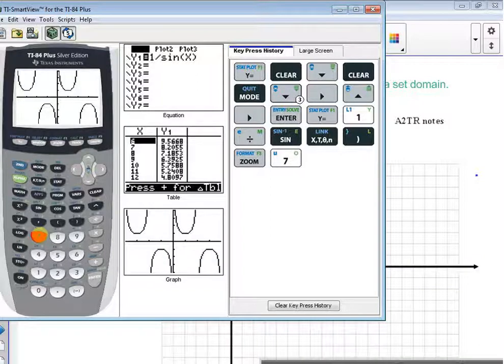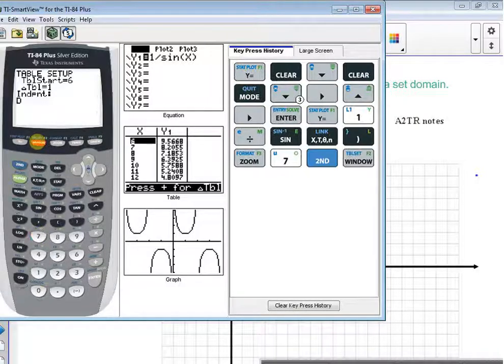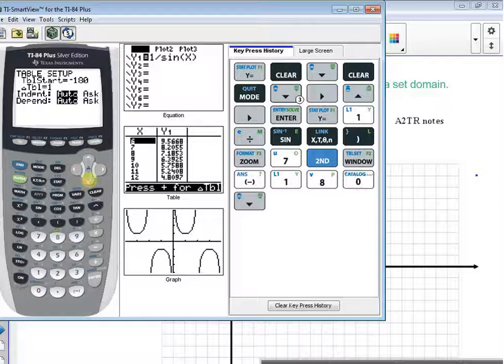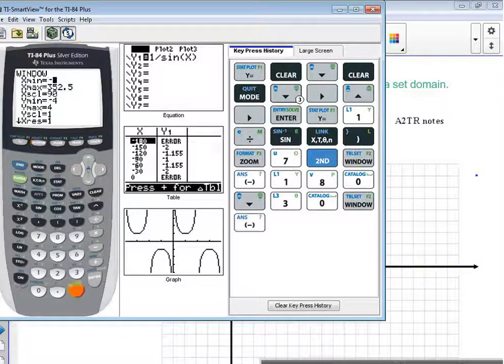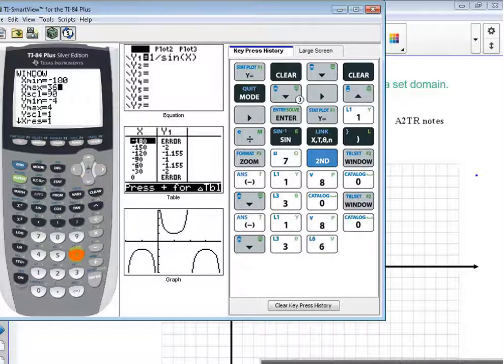Now, you should look at this as there's some undefineds, because where sine is equal to 0, cosecant would be undefined. So where sine is equal to 0 over 1, cosecant would be 1 over 0. So let's check out what our table's at. I'm going to have my table start at negative 180 and go by 30s. And I'm going to change that window to go from negative 180 to an x max of 360, and everything else is good.